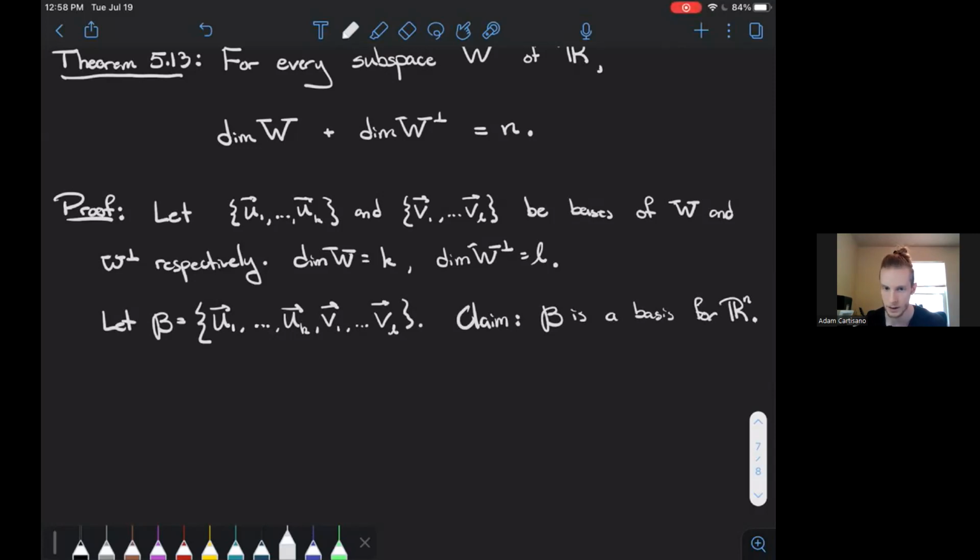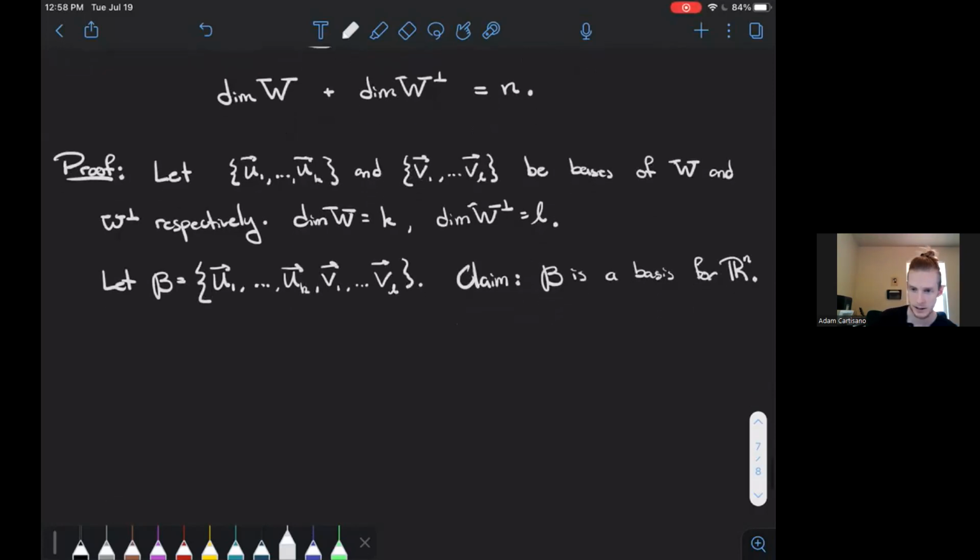But notice the elements in it are just the elements inside of the bases of the other two, which are distinct sets, because W and W perp only intersect in the zero vector, but the zero vector can never be a basis vector. So all I have to do is show that this is a linearly independent spanning set, and we're done. Linearly independent, let's go.